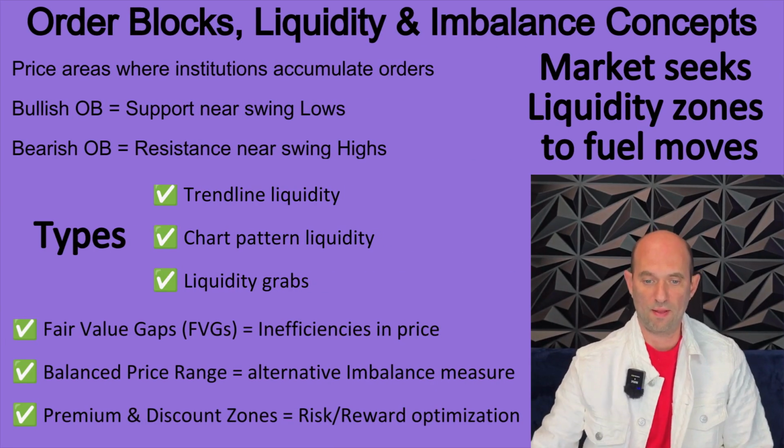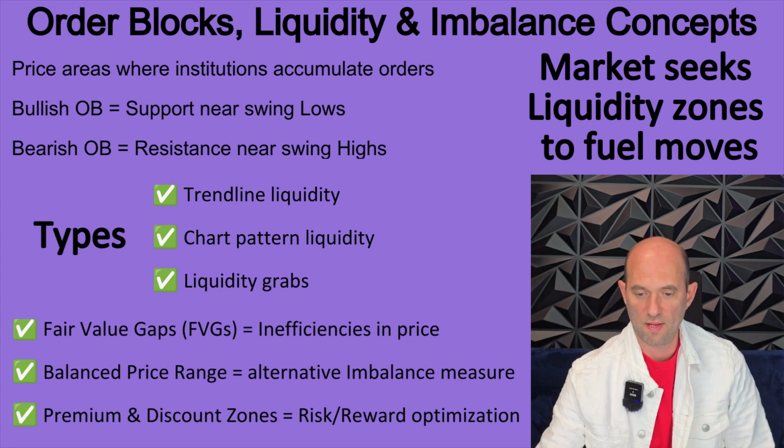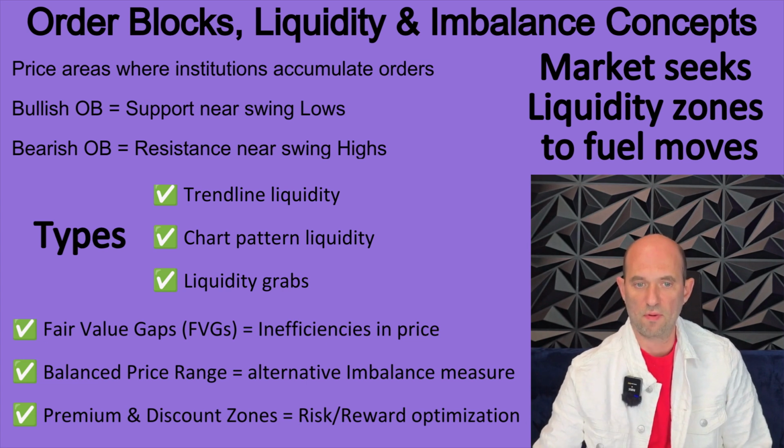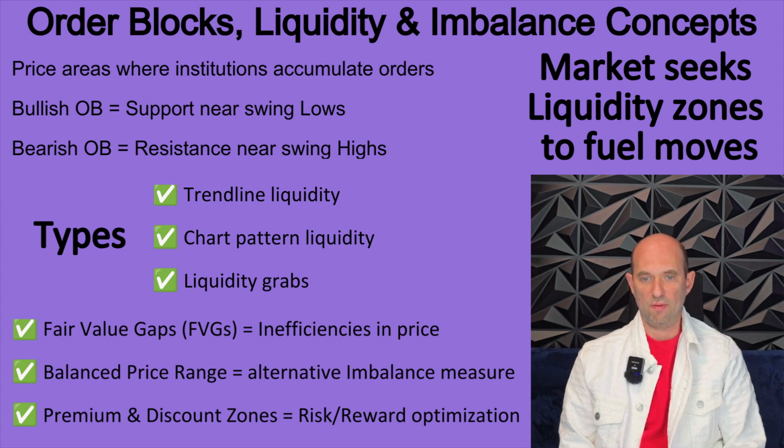Order blocks highlight areas where institutions accumulate orders. A bullish order block is support near swing lows. A bearish order block is resistance near swing highs. The market also seeks liquidity, whether through trendline liquidity, chart pattern liquidity, or liquidity grabs. Fair value gaps and balanced price ranges expose inefficiencies in price. Premium and discount zones help us optimize risk and reward.